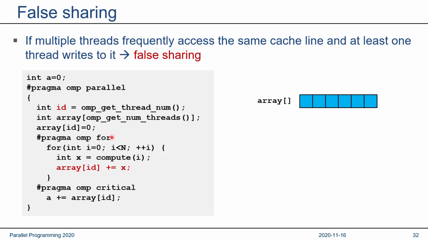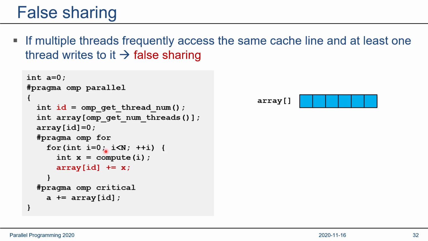Then there's a parallel work-shared loop, omp for. Within this loop, we call a compute function for every loop iteration, and then the result of this function should be accumulated. Since each thread has its own entry in the array, the computed x value is accumulated into these entries per thread. So this looks simple enough, because each thread accumulates something into its own element of the array. There's nothing that prevents that. It's a correct program.